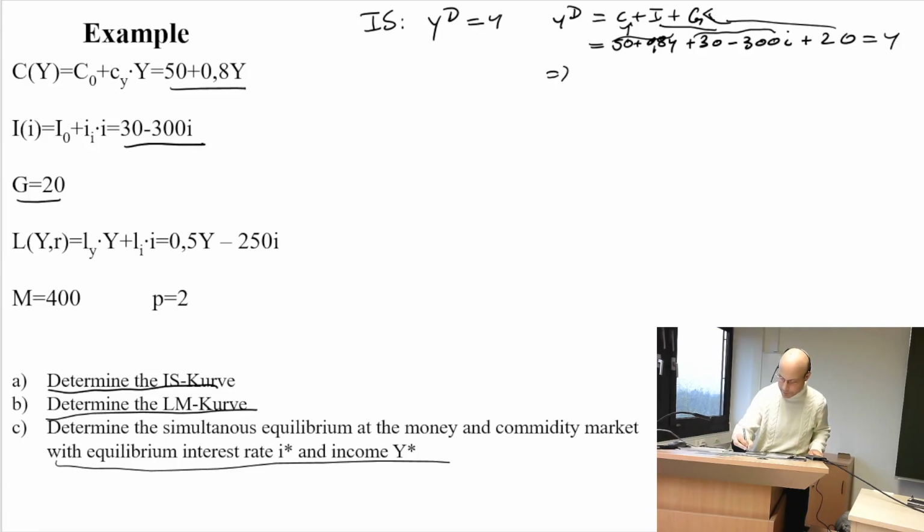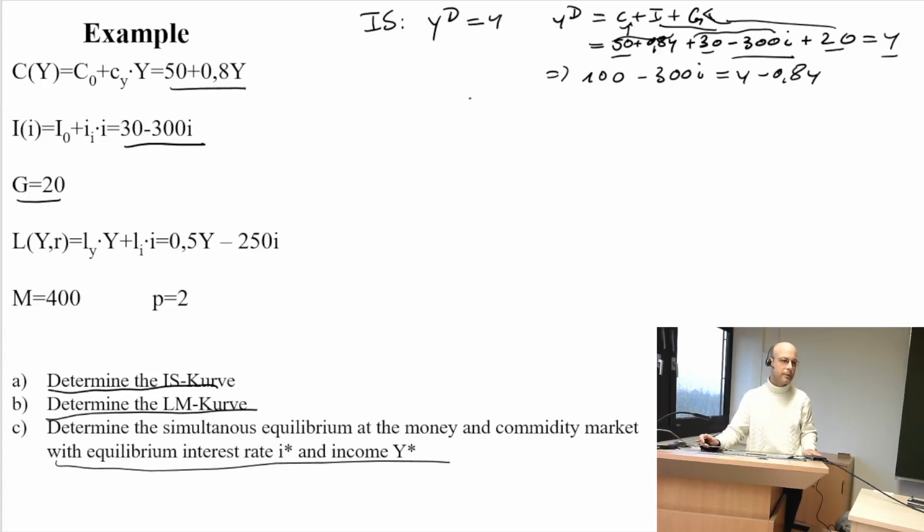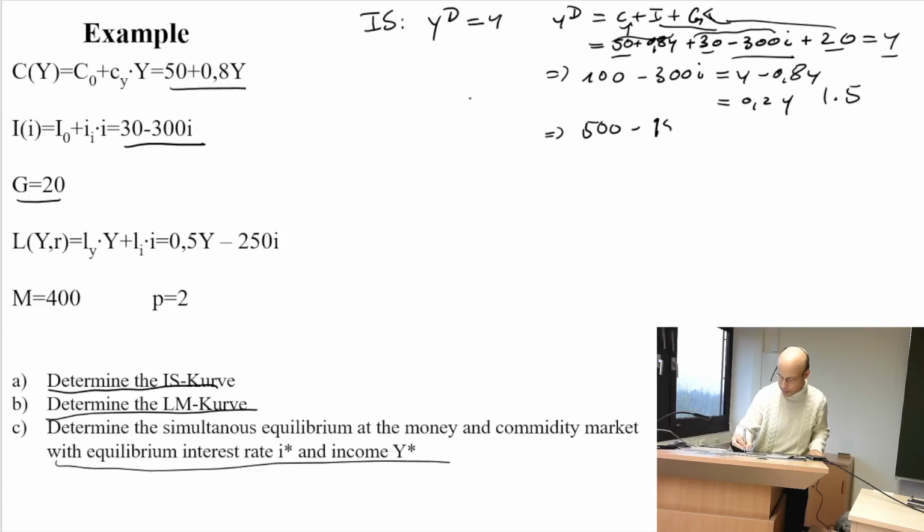We look at first at every fixed number. 50 plus 30 plus 20 is 100 minus 300i, and on the other side Y minus 0.8 times Y. And this of course will be 0.2 times Y. Multiplying with 5, we obtain 500 minus 1500i equals Y. And so this is of course our equation for the IS curve.